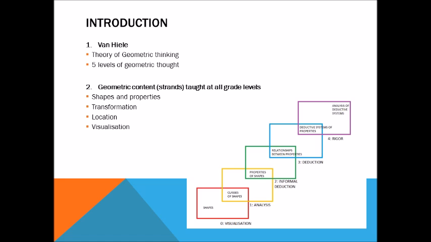In this model, there are also strands or content that the teacher must go through at each level of thinking to help the student progress. These strands are shapes and properties, transformation, location, and visualization. I will come back to these later in the presentation, but for now I will explain the levels of geometric thinking in more detail using the examples from the strand on shapes and properties.